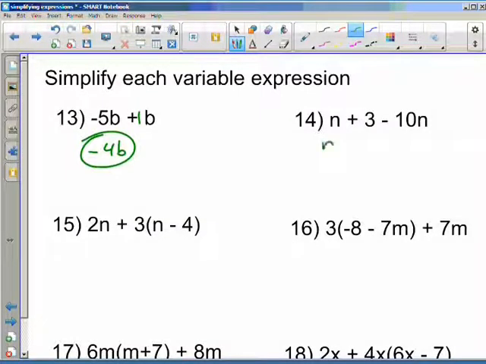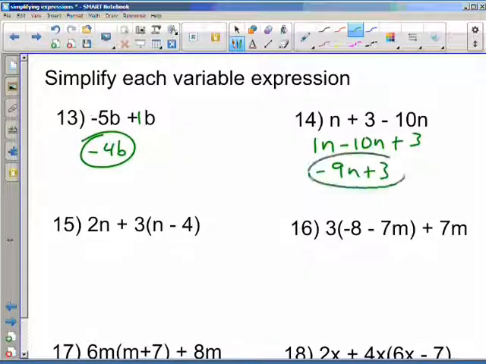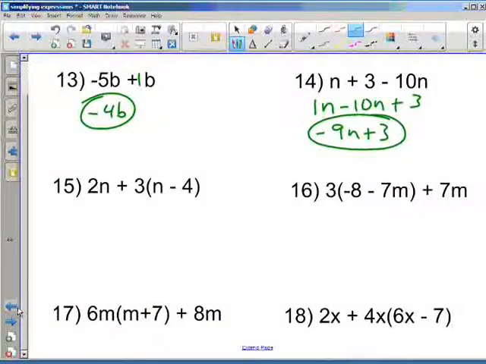For 14, sometimes we like to group like terms, the n terms here. 1n minus 10n is negative 9n. And then 3 is not a like term, so we couldn't combine those. Go ahead and try 15 and 16, and then I'll give answers, and we'll do the same with 17 and 18.